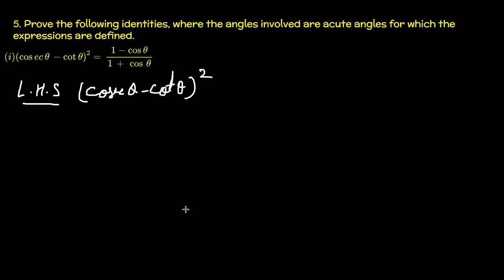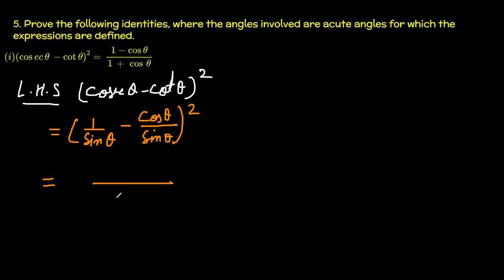Cosec theta can be written as 1 over sine theta. Cosec is a reciprocal of sine. So cosec theta can be written as 1 over sine theta minus cot theta, which is cos theta divided by sine theta. Hope you have learned this formula already. Cot theta can be written as cos by sine, and square of this.